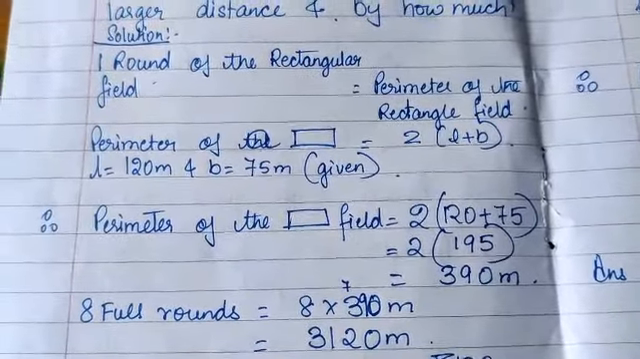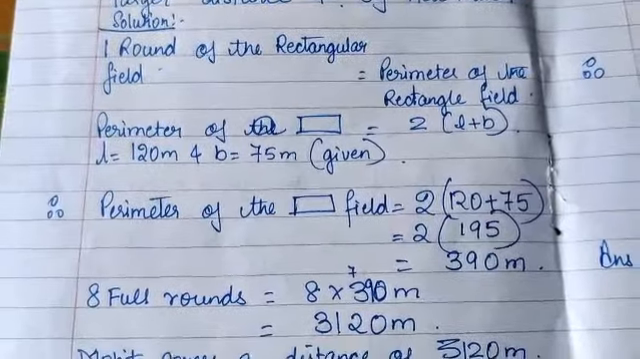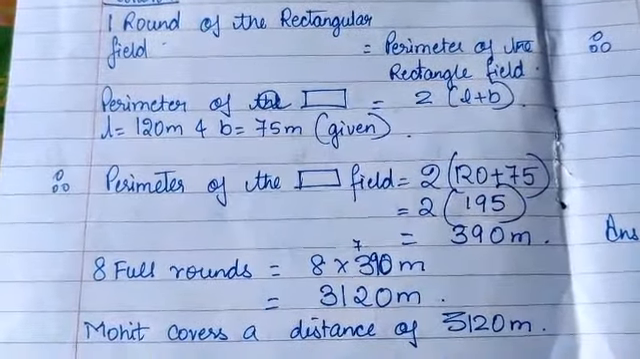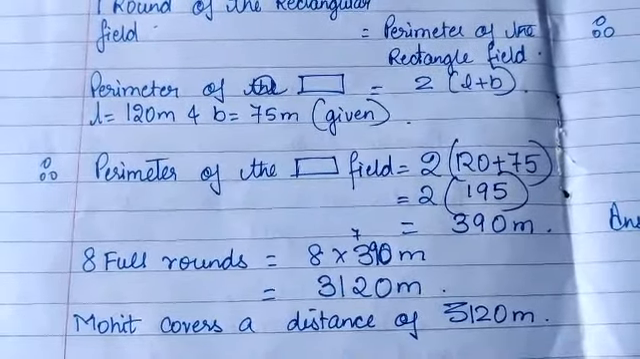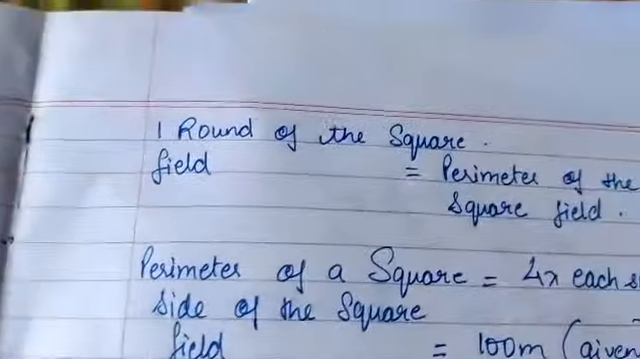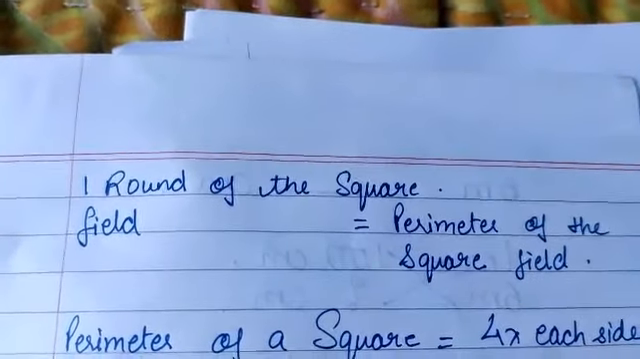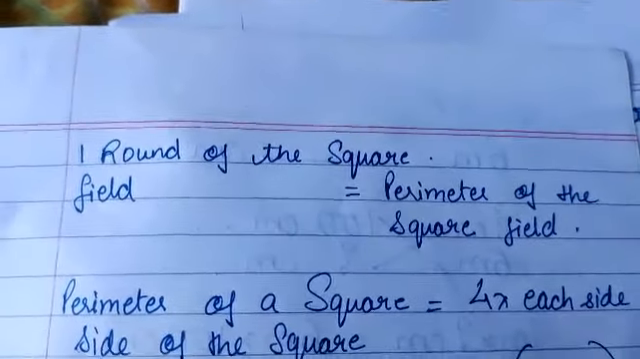Now 8 full rounds will be nothing but 8 into the perimeter of the field. So 8 into 390 meters, that comes to 3120 meters. So Mohit covers a distance of 3120 meters.